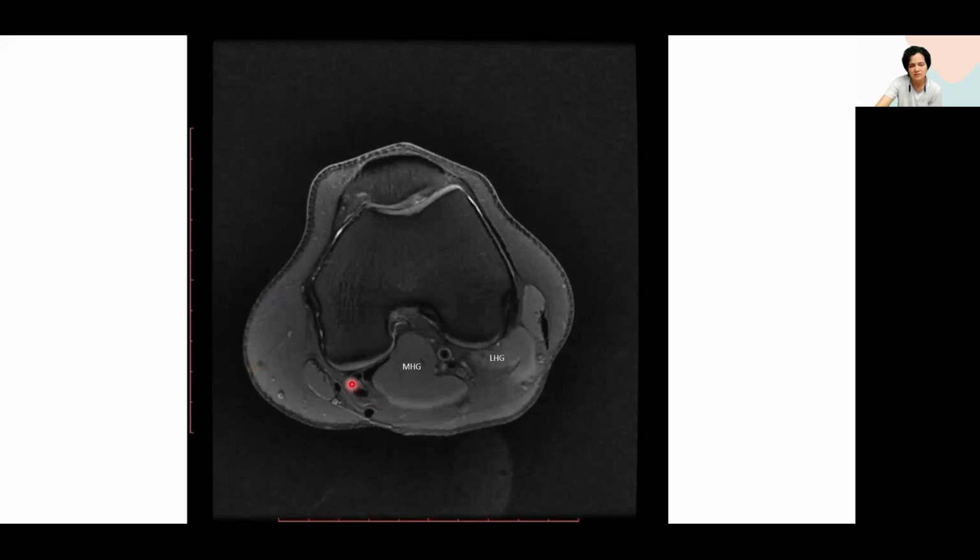Here we can see this is semimembranosus, this is medial head of gastrocnemius, and this is the interface between these two tendons where sometimes we see Baker's cyst. This is semitendinosus, gracilis, and sartorius. This is medial collateral ligament, and this is the posterior oblique ligament, and this is the medial retinaculum and medial patellofemoral ligament.